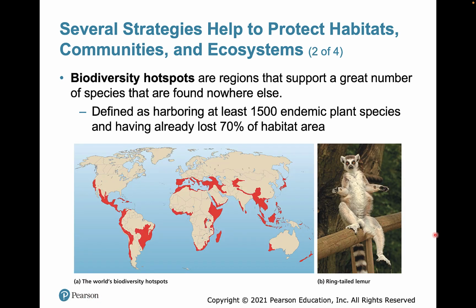We talked about biodiversity hotspots a little earlier. The regions that support a whole bunch of organisms, a lot of biodiversity, that are endemic, okay? At least 1,500 endemic plant species and having already lost 70% of the habitat area. So, most of Southeast Asia, Japan, Brazil, Central America, Atlantic Africa, there's Madagascar, the whole New Zealand, and the ring-tailed lemur is one of those species that we had talked about before.